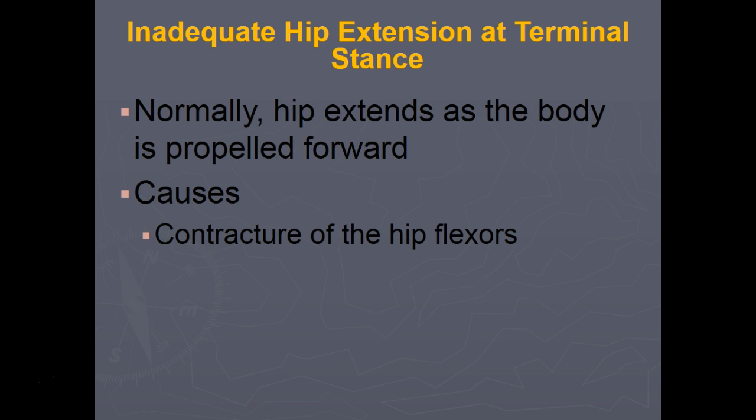Inadequate hip extension at terminal stance. During terminal stance, we have to have hip extension as the body is propelled forward. It's almost like a rubber band. As the hip goes into extension, it winds up and gets us ready for the swing phase. So a major cause of a lack of hip extension would be the opposite of the hip extenders, which would be a contracture of the hip flexors, so much so that it's inhibiting the hip's ability to get into an extended position. I've listed one cause. There are many others, but ultimately the most common cause of a lack of hip extension would be the contracture of the hip flexors.